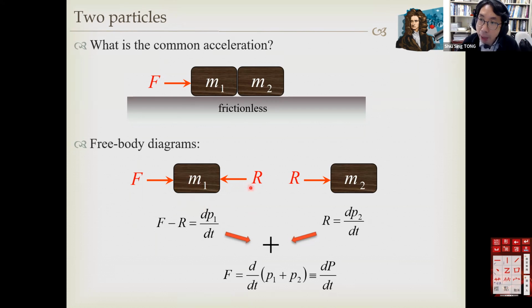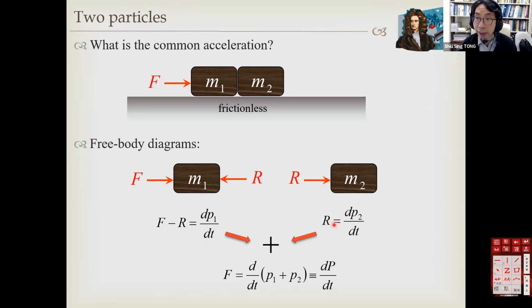The net force is F minus R because they are in opposite directions, so there's a minus sign here. And the net force is equal to dp1/dt. Okay. For the mass M2, we only have one force. So the net force is R, and that's equal to dp2/dt.